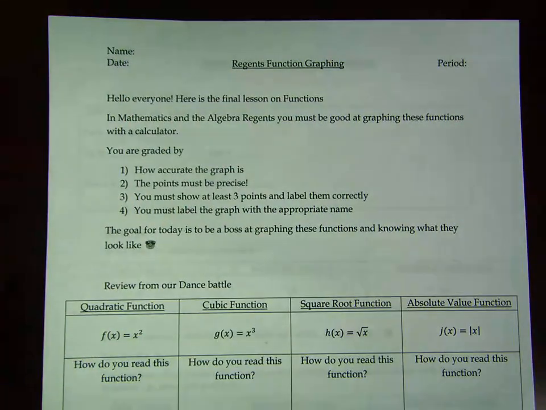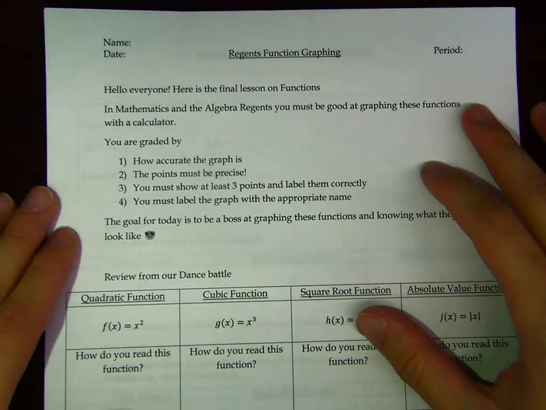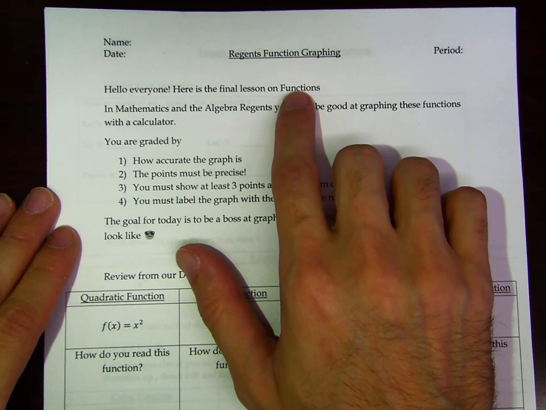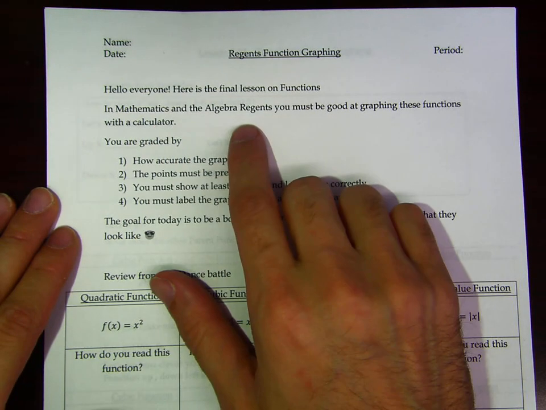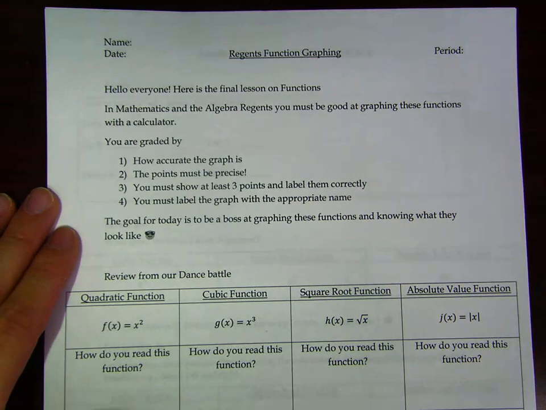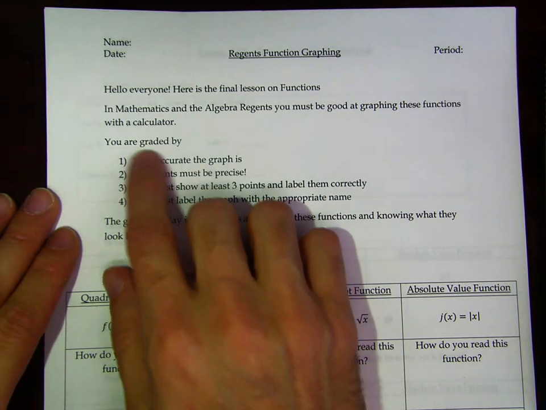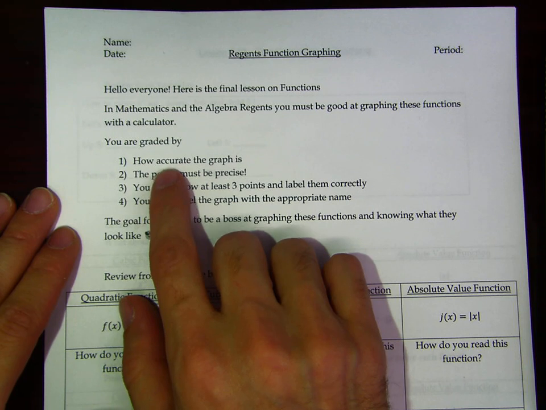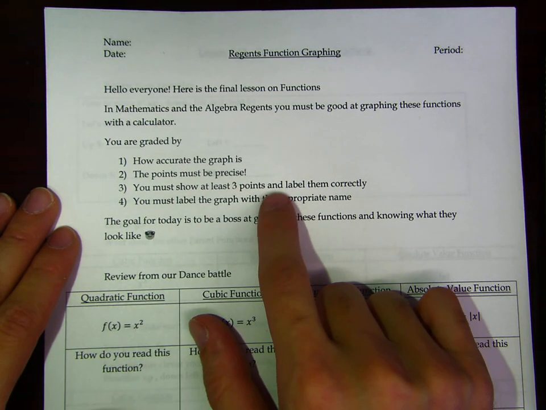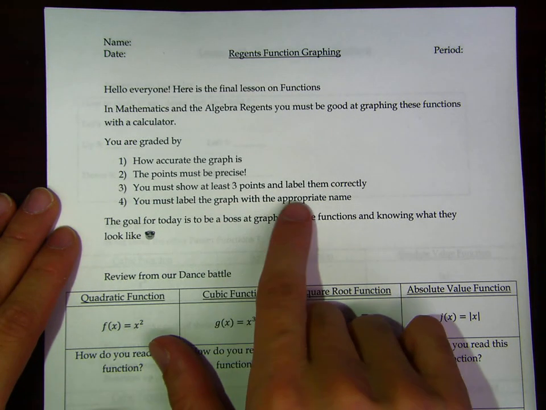Let's go. What is the game plan today, ladies and gentlemen? Here is the final lesson on functions. In the algebra Regents, you must be good at graphing these functions with the calculator. Say hello to your best friend, the calculator. How are you graded? How accurate the graph is. The points must be precise. You must show and label at least 3 of the points, and you must label the graph with the appropriate name.